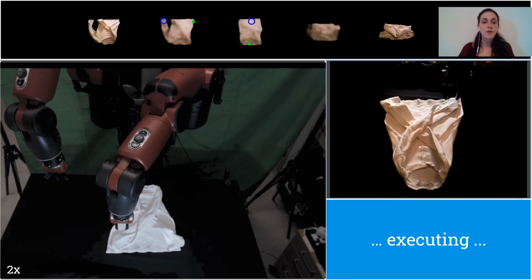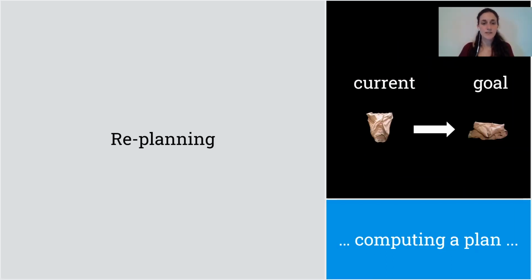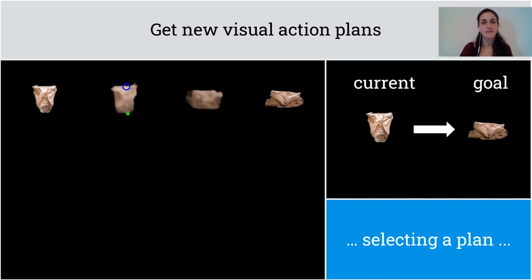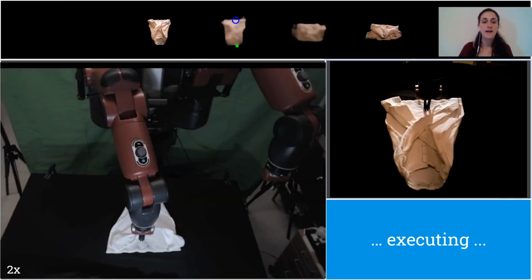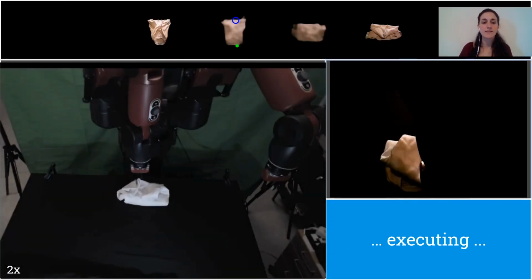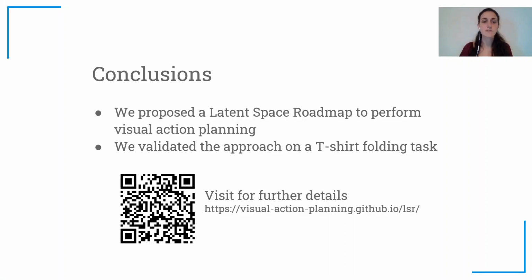So at this point, we are ready to execute the last replanning step. So we get the last visual action plan, we select the one to execute, and we finally execute the last action that leads to the final configuration. So in conclusion, we proposed a latent space roadmap to perform visual action planning, and we validated the approach on a real-world t-shirt folding task.